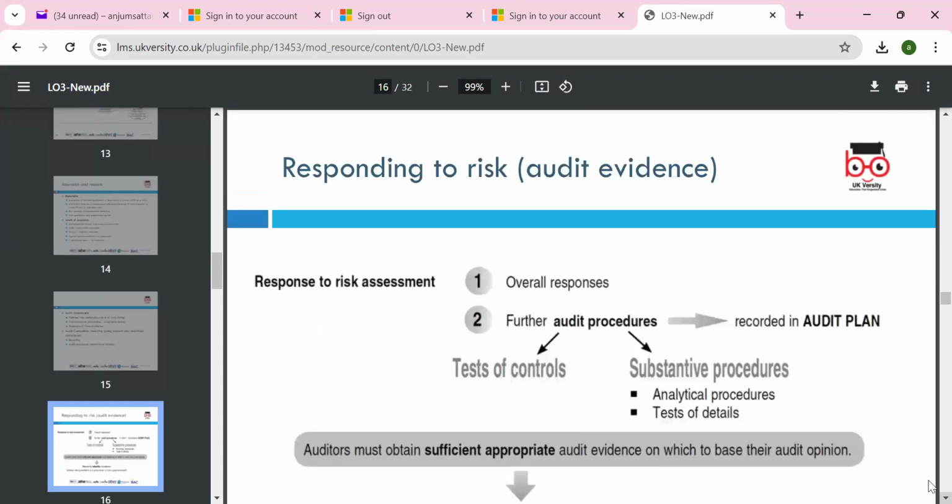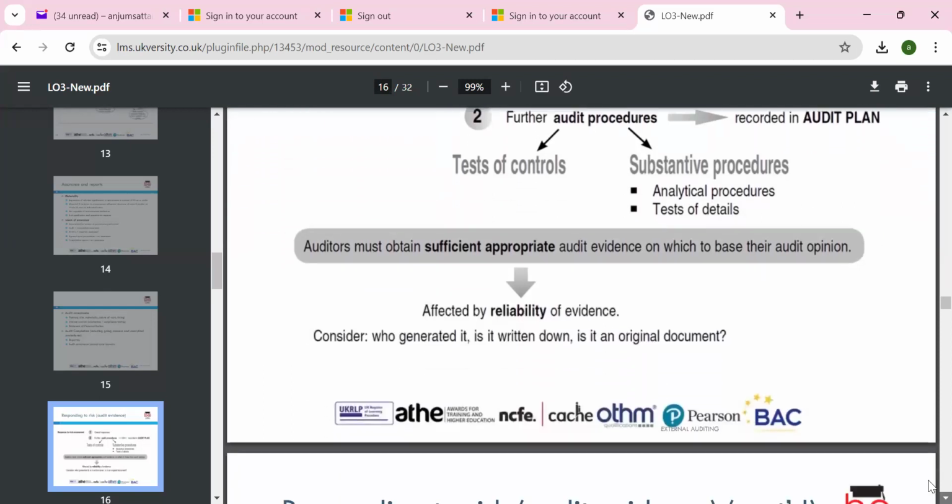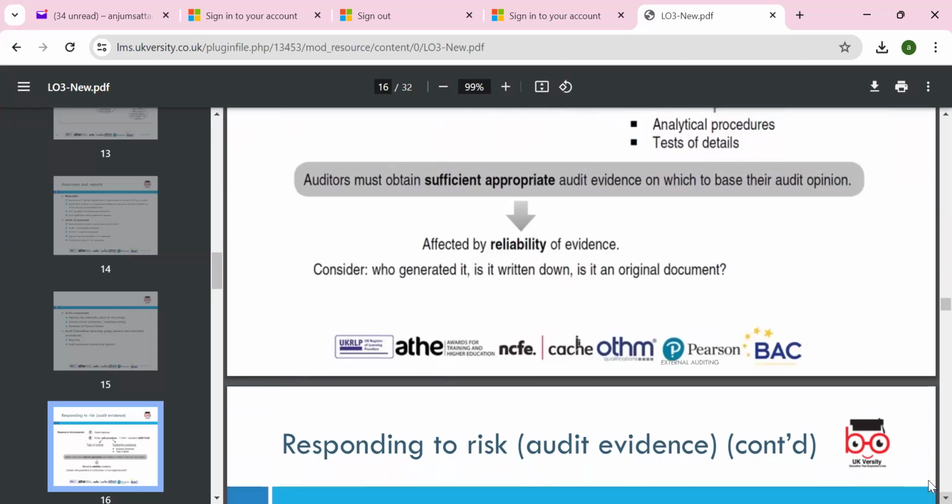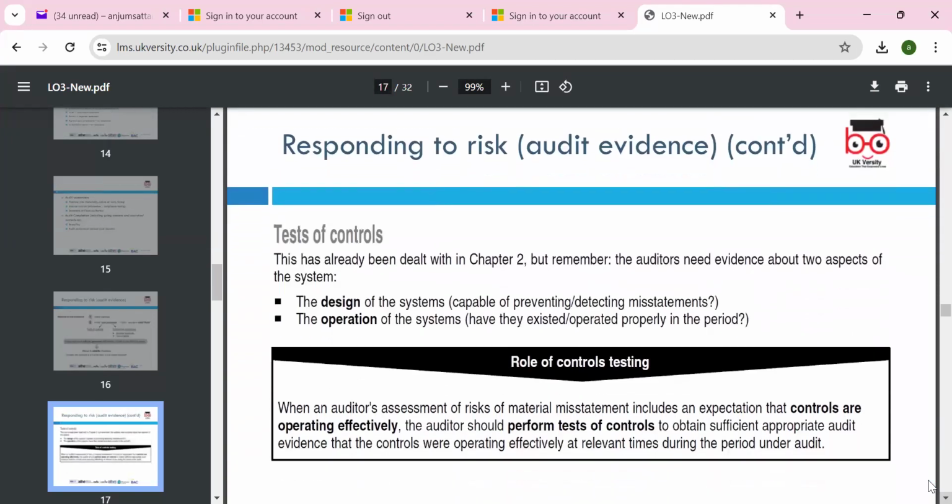We can look at responding to the risk and evidence, which responds to the risk assessment. Risk means the probability of something happening, which we need to make sure we quantify and give the opinion accordingly. Further audit procedures can be tests of control, substantive procedures and analytical procedures. A test of control can provide sufficient appropriate audit evidence, affected by the reliability of the evidence. Consider: is it Wikipedia evidence you collected, or who is saying it? Is the evidence from a third party? So write down the original document, responding to the risk and audit as evidence.